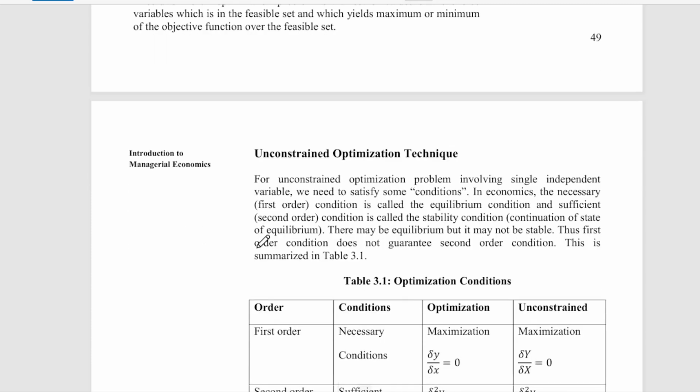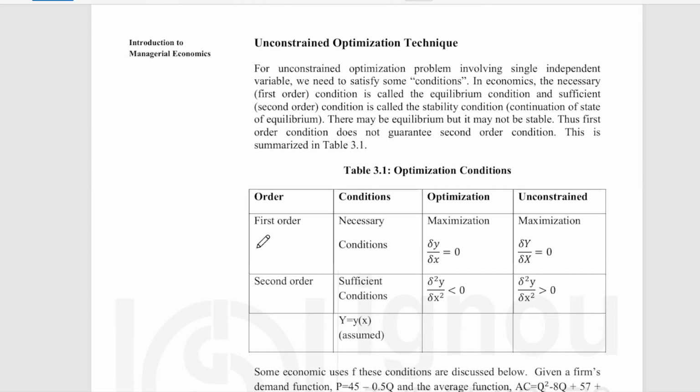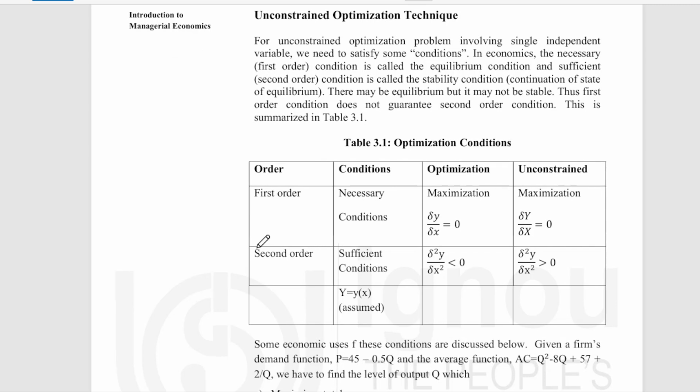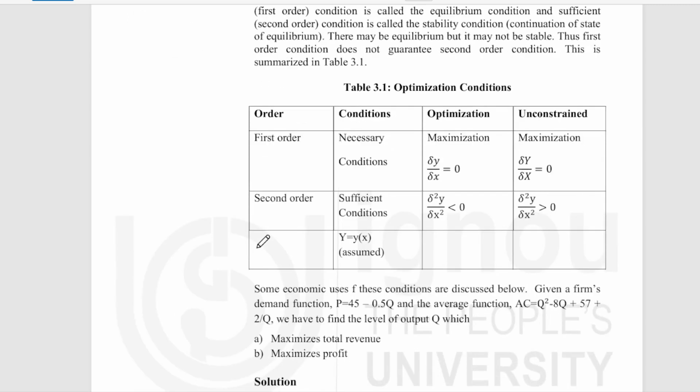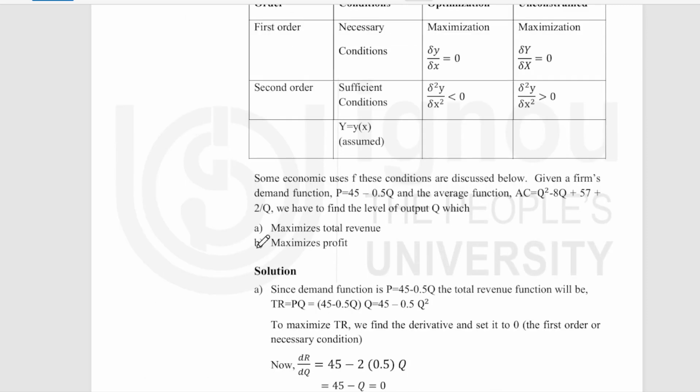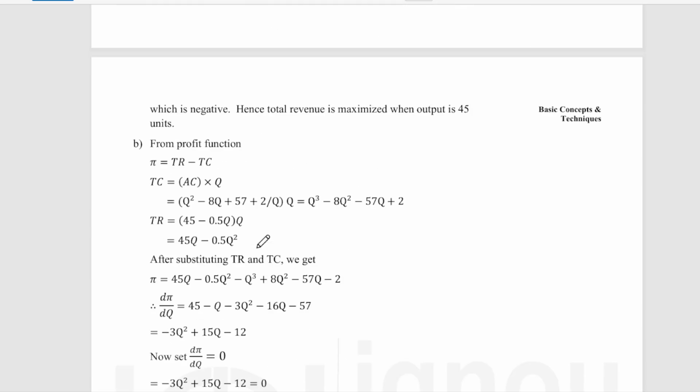Now unconstrained optimization technique. For an unconstrained optimization problem involving a single independent variable, we need to satisfy some conditions. In economics the necessary condition is called the equilibrium condition and the sufficient condition is called the stability condition. There may be equilibrium but it may not be stable, so the first order condition does not guarantee the second order condition. Here in the table the first order and second order optimization conditions are given, with order in the first column, then condition, optimization, unconstrained and solution. So try to do it.